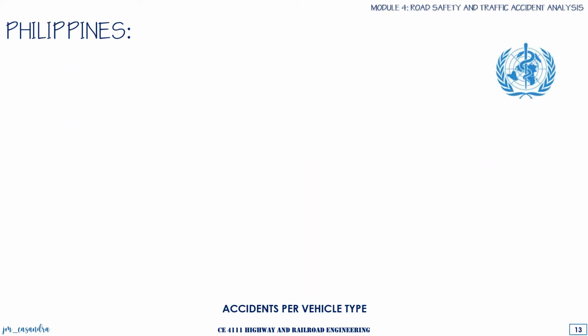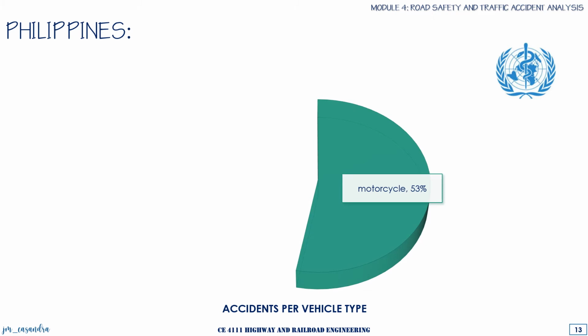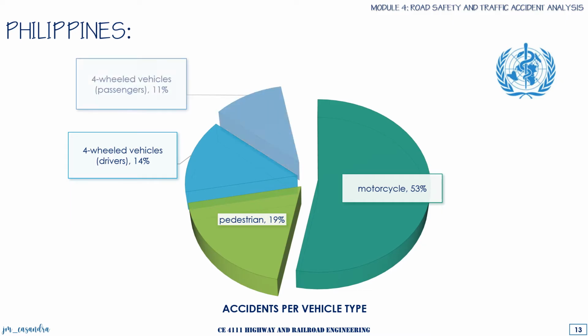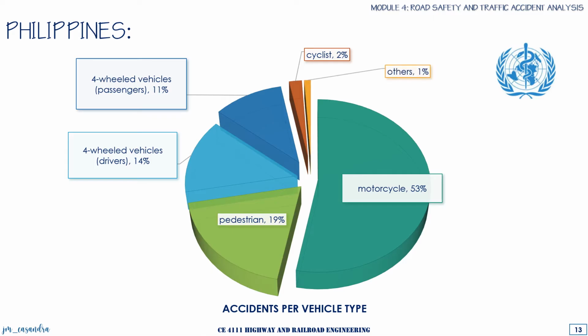So according to the 2018 WHO report on road traffic accidents in the Philippines, motorcycles contribute to 53% of all accidents on the road, with pedestrians involved at 19%, four-wheeled vehicles at 14%, which involves the drivers alone, and 11% involving passengers, 2% for cyclists, and 1% for other types of vehicles. This would include trains, buses, and PUJs. Motorcycles, which contribute to more than half of all recorded accidents in the Philippines, account for 23% of all road traffic deaths.